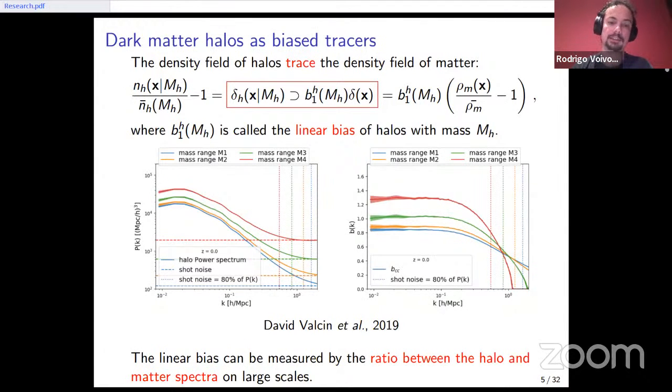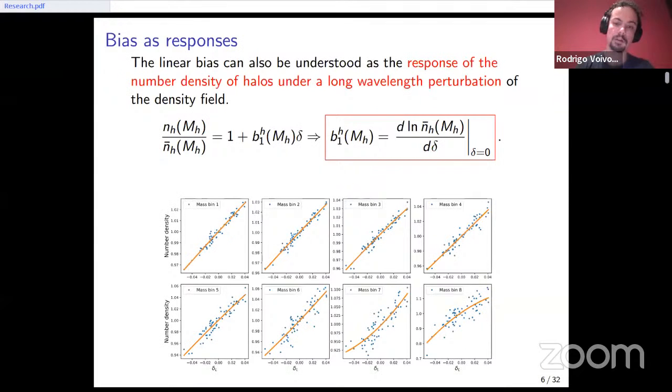Okay, first of all, as a biased tracer of the density field, we know that, for example, the density of halos is proportional to the density of matter on large scales. And this proportionality is given by the linear bias of halos. So, for example, the power spectrum of halos is just the power spectrum of matter multiplied by a number, which is, again, the bias of halos. In this sense, the halos are just tracers of the density field.